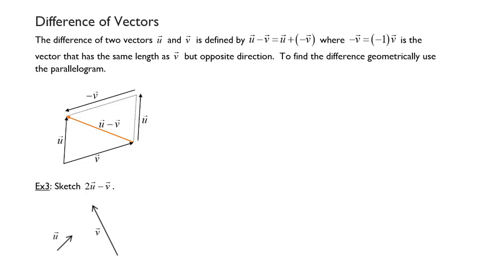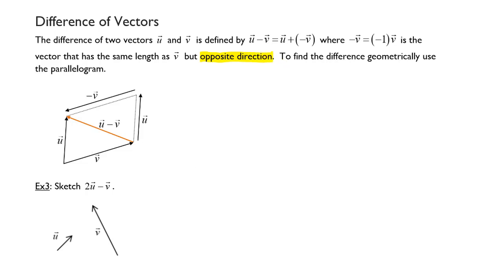The difference of two vectors, u and v, is defined by the vector u minus the vector v equals the vector u plus the negative of vector v, where negative vector v is equal to -1 times vector v, and is the vector that has the same length as v but opposite direction. And you saw this in the previous video where you had a -2 times a vector.